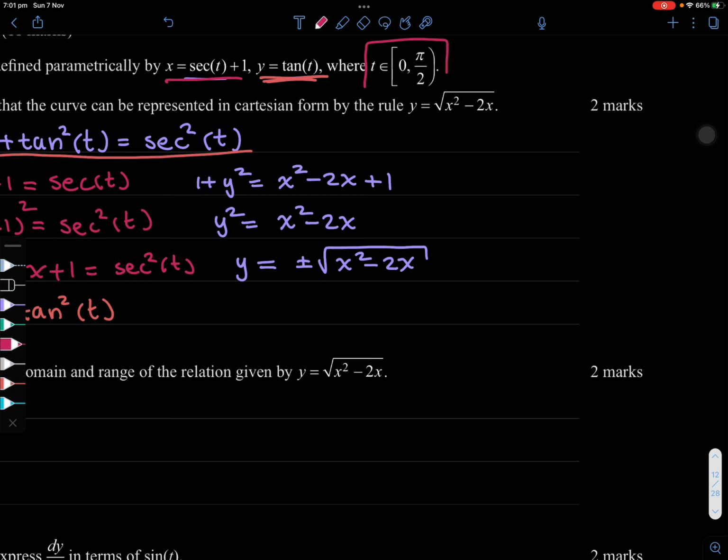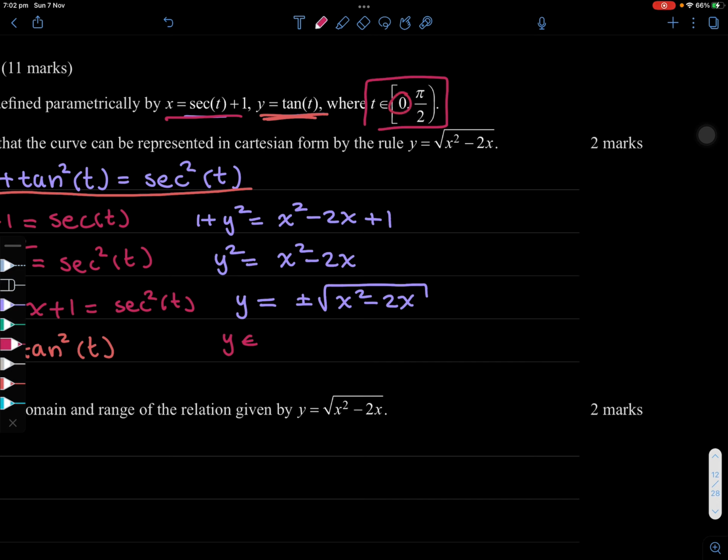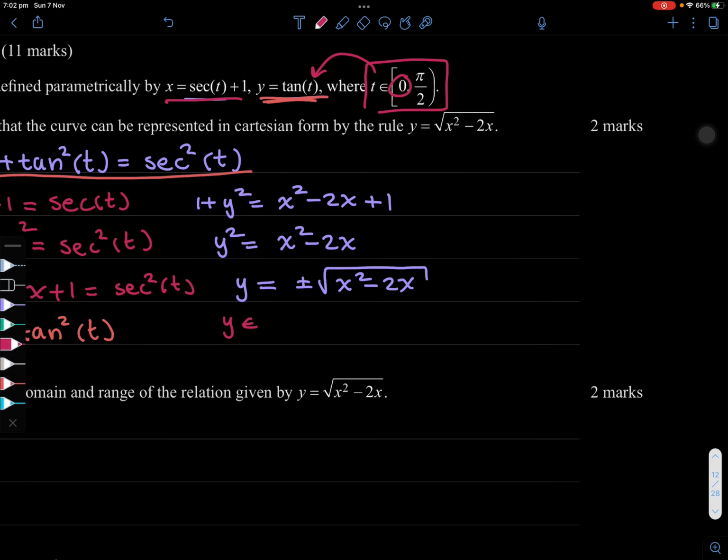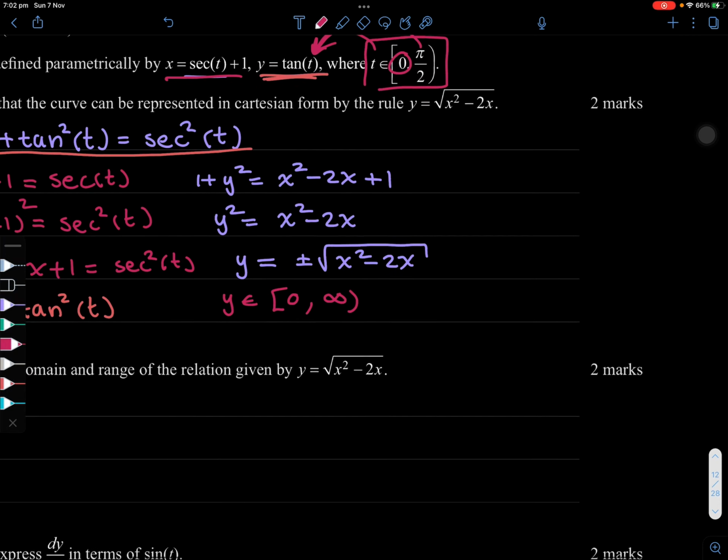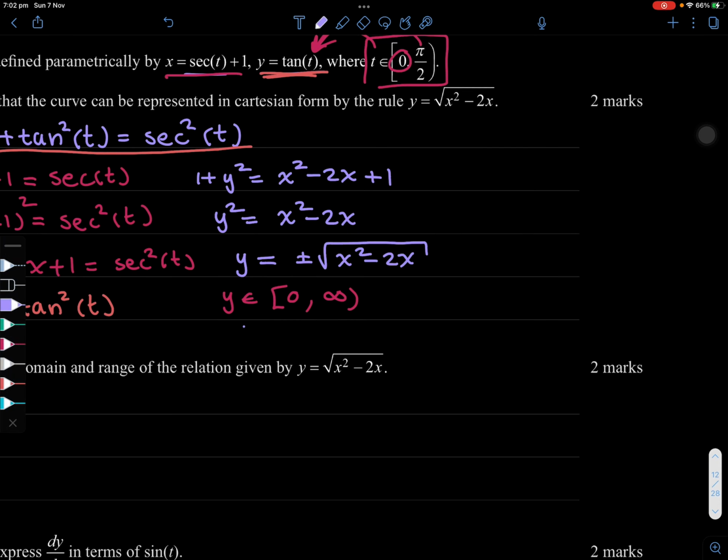And the way we do that is by looking at the restriction on t. So if t starts off at 0, subbing that into here, because this is what our y depends on, gives us tan of 0, which is just 0. We can't sub pi on 2 directly in there, but as t approaches pi on 2, tan of t approaches infinity. So that is our range for y. And since that has no negative values in it, we don't use a negative version and we just use the positive version. So that's our Cartesian equation.